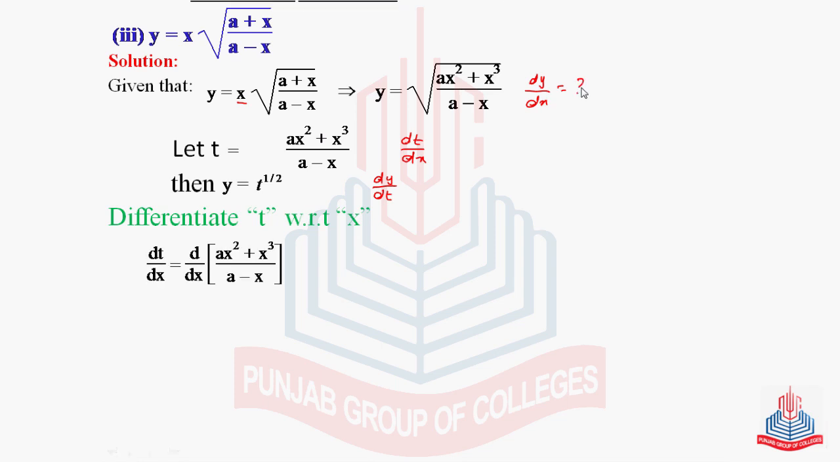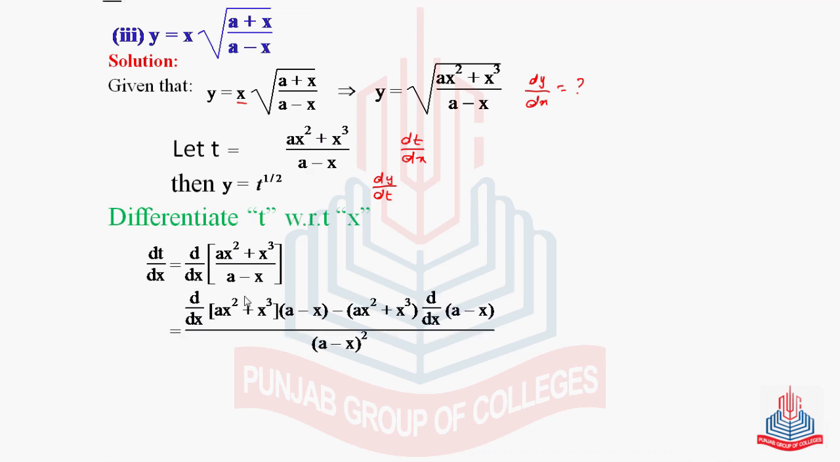Now dt by dx, by applying derivative on the right hand side of this value of t, ax square plus x cube divided by a minus x. Again by using our quotient theorem, a minus x whole square, and this a minus x will be as it is. Derivative will apply on the numerator function, which is ax square plus x cube, minus ax square plus x cube will be as it is, and derivative will apply on our denominator function, which is a minus x.